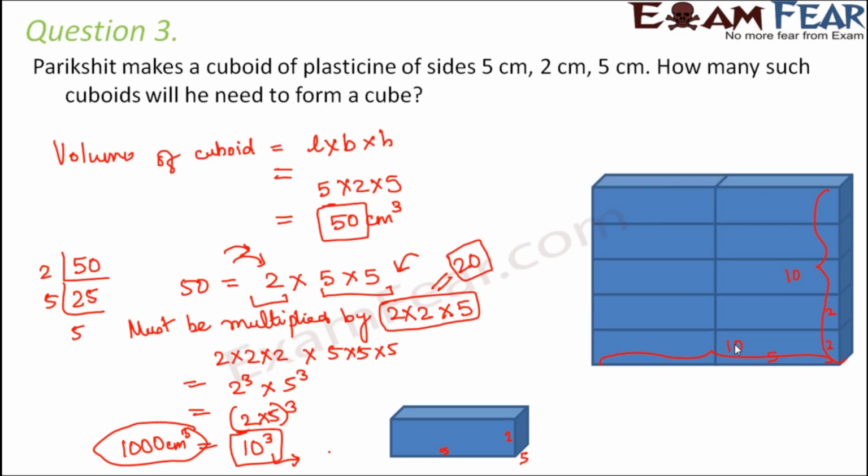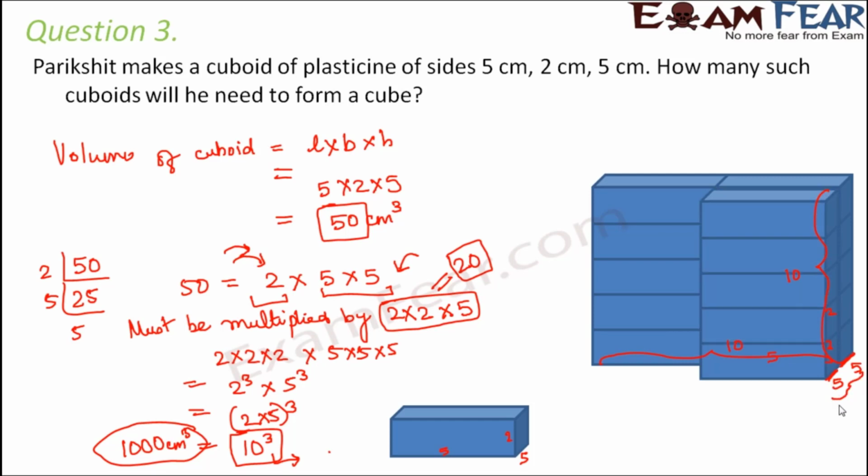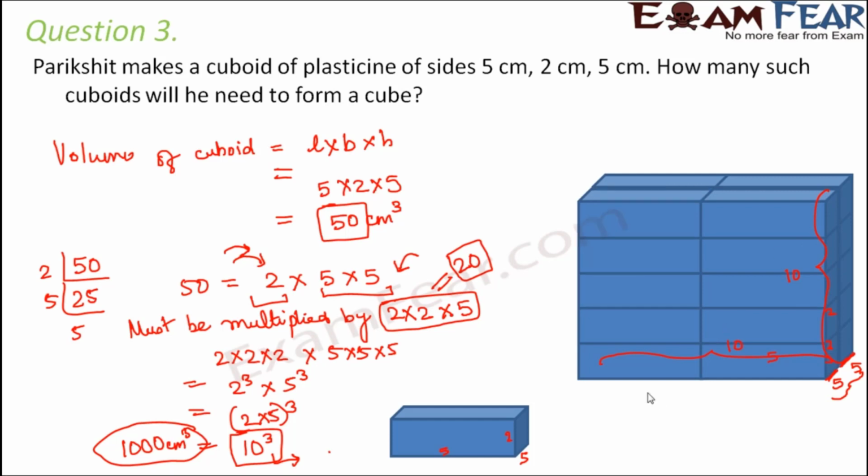So we place cuboids like this. Right now the height is 10, the length is 10. What about the width? The width is right now 5. So we place a cuboid in front of this. So this is also 5. Now the width has also become altogether 10. So you place a layer like this. Now overall the width is 10, length is 10, height is also 10. So this is actually a cube of volume 10 to the power 3, that is 1000 centimeter cube.